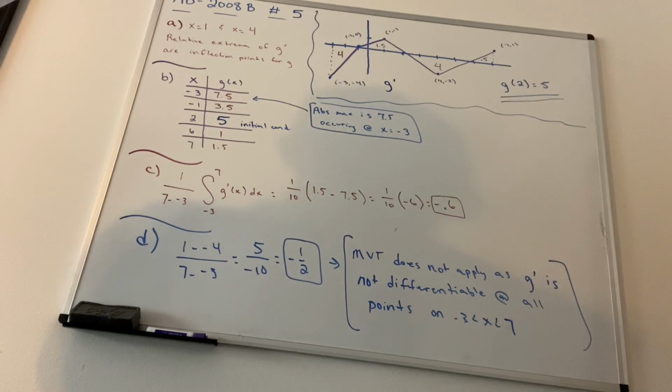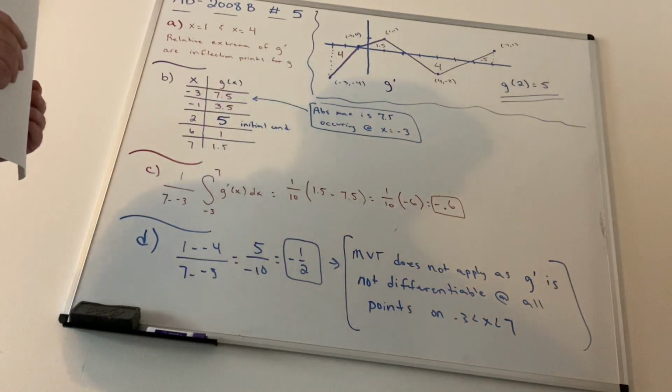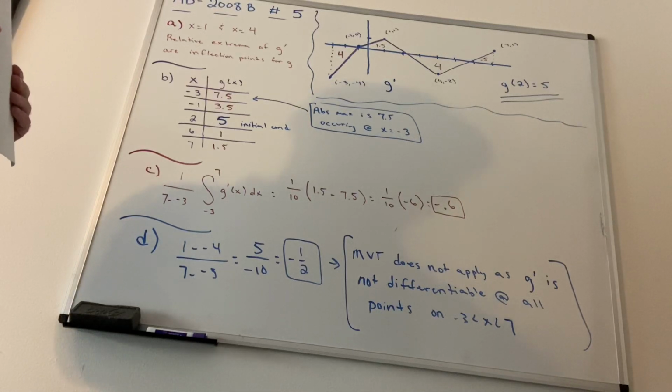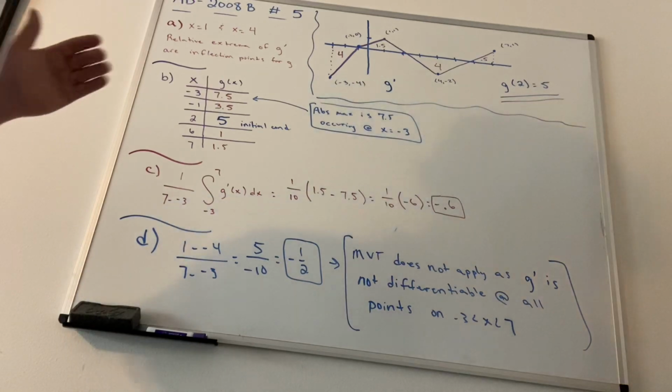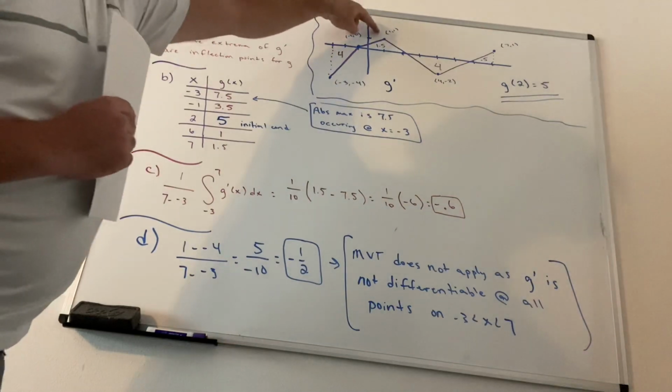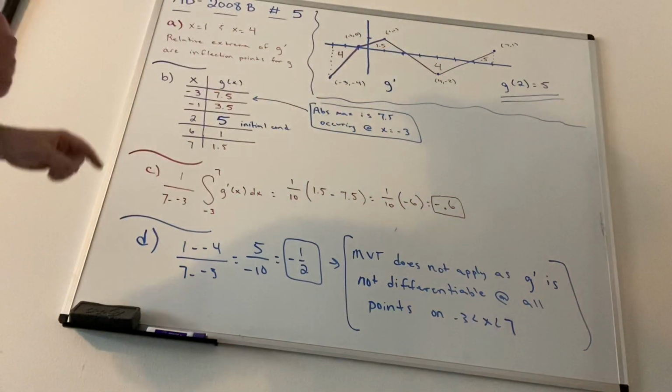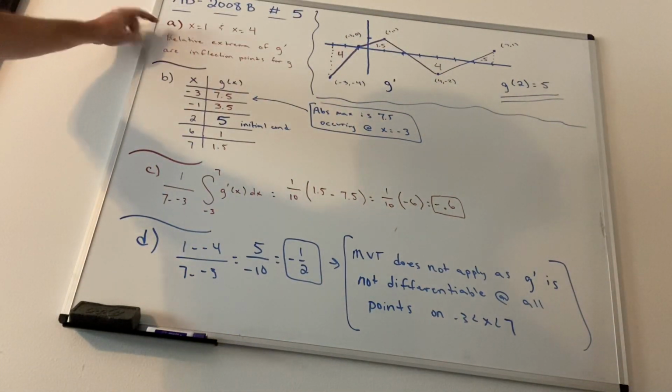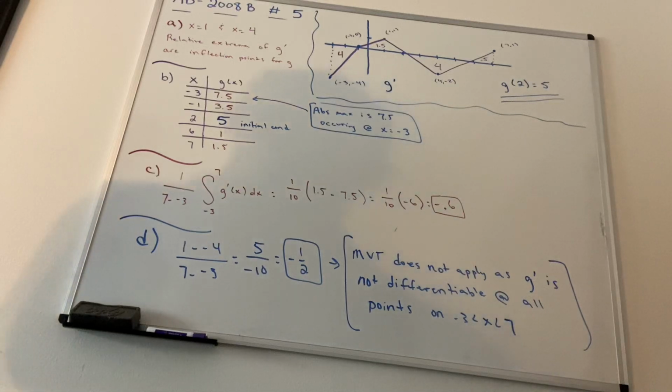answer. Okay, so inflection points for G are going to be when the second derivative changes sign. Well, another way to say that is the relative extrema of the first derivative. This is the first derivative, and the relative extrema are here and here. So x equals 1 and x equals 4, as those are the relative extrema of G prime.